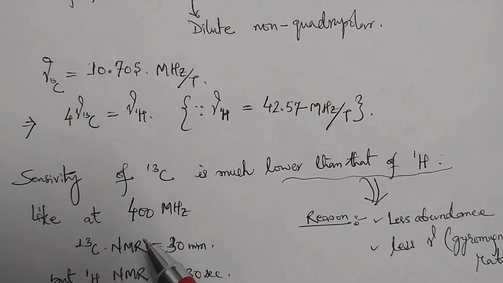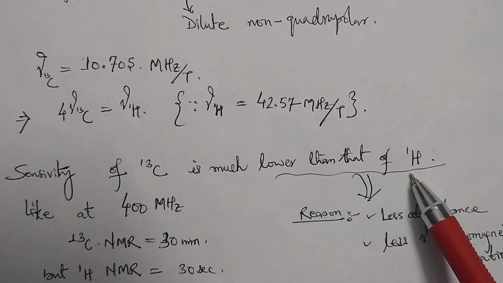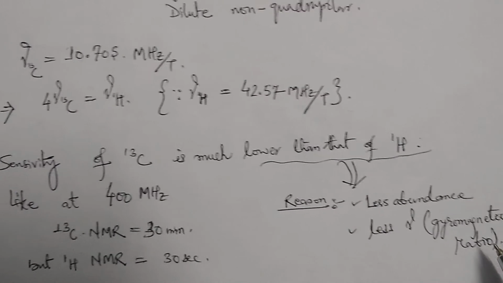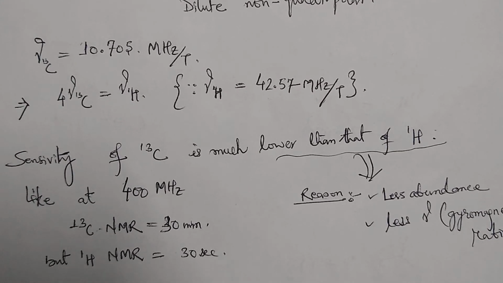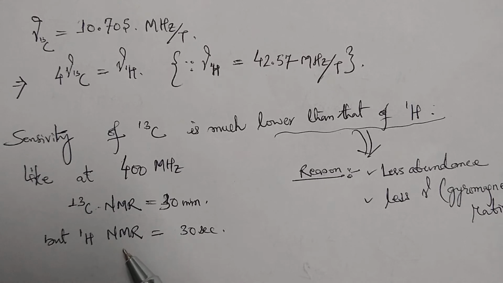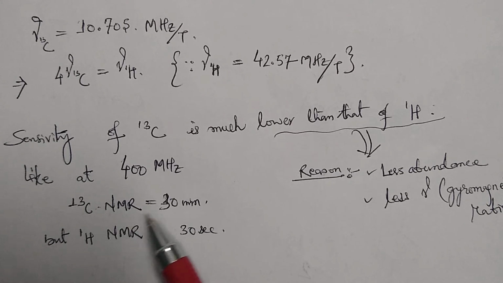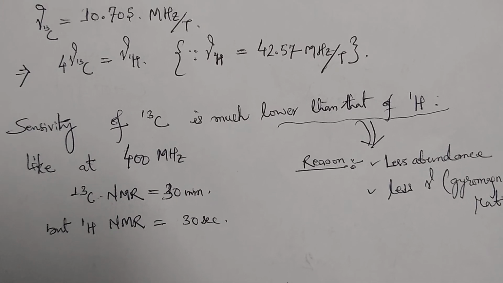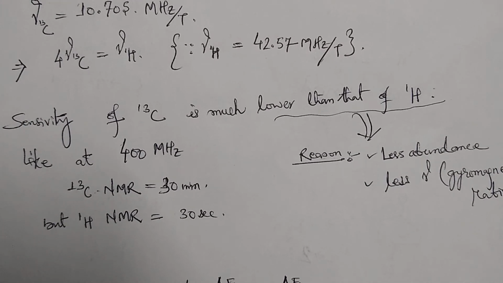So the sensitivity of 13C is much lower than that of the proton. It is because of its lower abundance and lower gyromagnetic ratio. Now talking about a 400 megahertz NMR spectrophotometer, for proton NMR a sample weighing around 10 to 15 milligram will take around 30 seconds. But in case of 13C NMR, a sample weighing around 25 to 50 milligram will take around 30 minutes. So with that we have understood that the sensitivity of 13C is much lower than that of the proton.